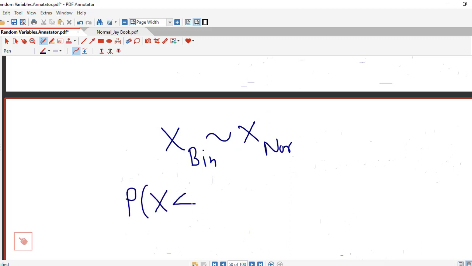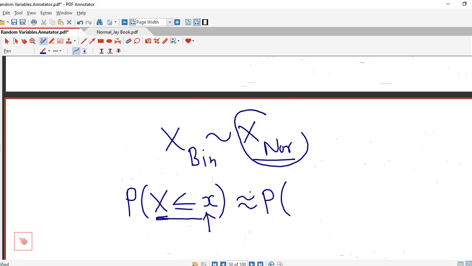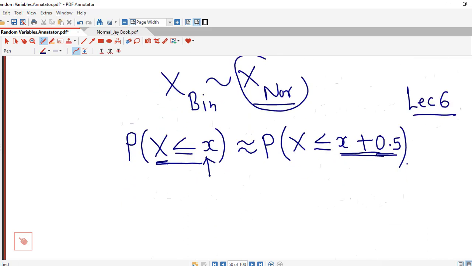Suppose I am interested in this probability that capital X is less than or equal to x, where this X is a binomial random variable and I want to use normal random variable. So I have to add continuity correction. So if I have this type of event, capital X is less than or equal to small x, and if I am using normal approximation, this is approximately equal to probability that X is less than or equal to x plus 0.5. So I am adding continuity correction. For more details about continuity correction, you can watch lecture number 6 on normal distribution.